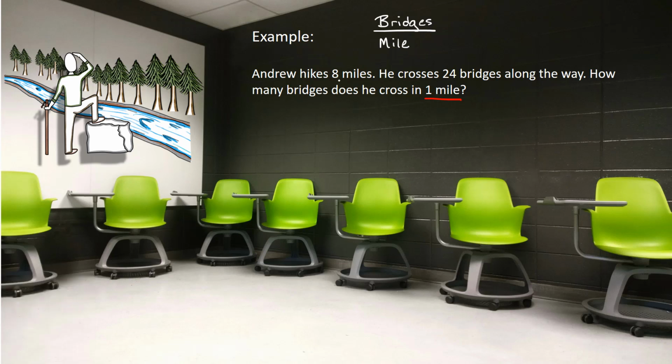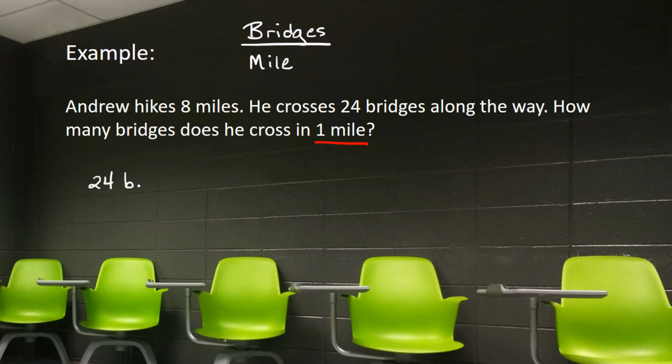Use the information that they gave us. So they tell us 8 miles and 24 bridges. So I set up 24 bridges per 8 miles.